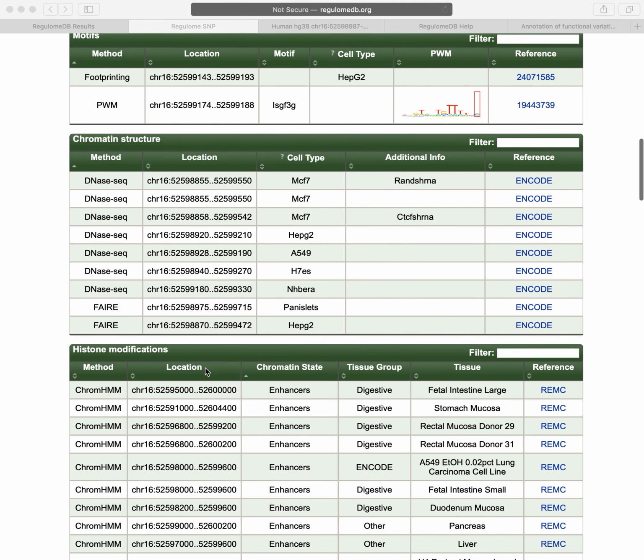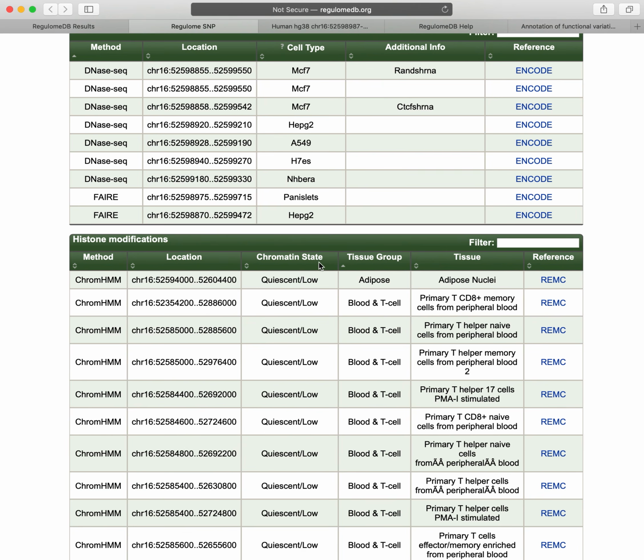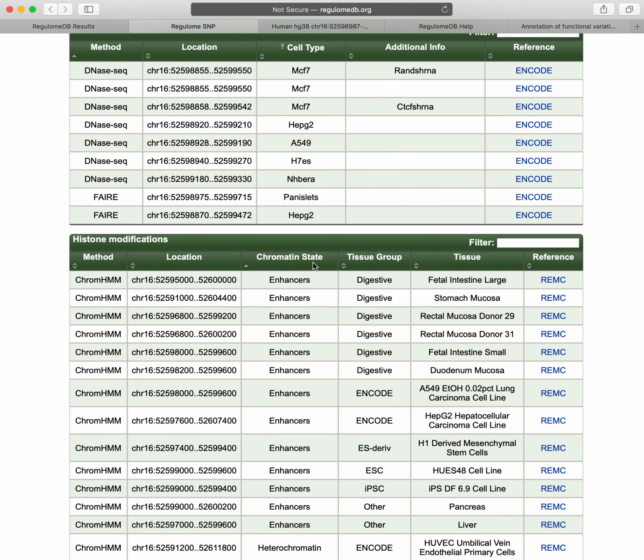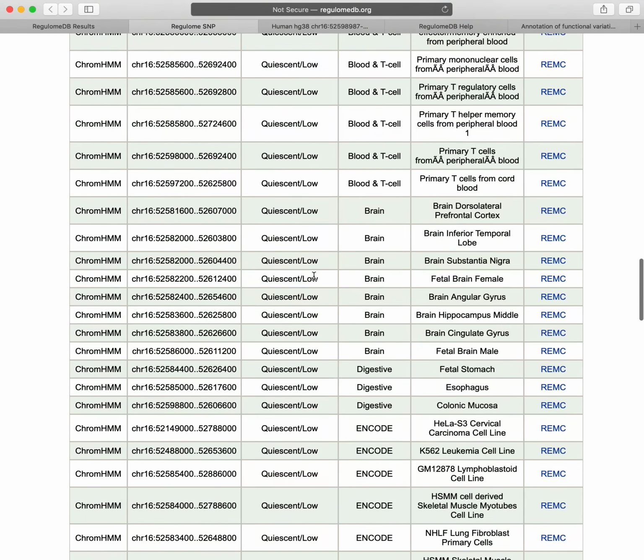The next table collects histone modifications from the database called Roadmap, or Roadmap Epigenomics. Roadmap measured several types of histone modifications using ChIP-seq and segmented the genome into different chromatin states in each cell type, with the aid of the algorithm called ChromHMM. This is a sortable table so that you can observe, for example, in which tissue type or tissue group the chromatin state is mostly classified as enhancer region, into heterochromatin, or into quiescent states.